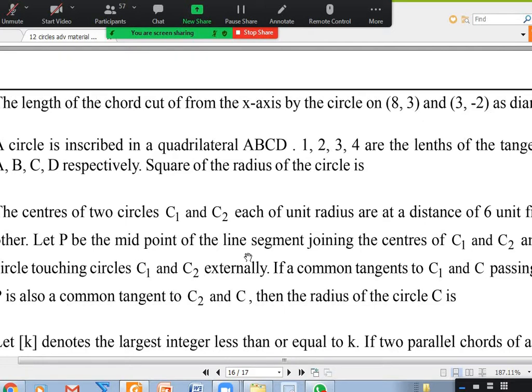Question 17 is also very simple, done directly. The intercept on the x-axis formula is 2 root g square minus c. You can use that and find the circle first and then do it. Even though 18 is an odd number, we'll do 18 also because somebody may ask later on. So please try to do 17, 18, 19 now.